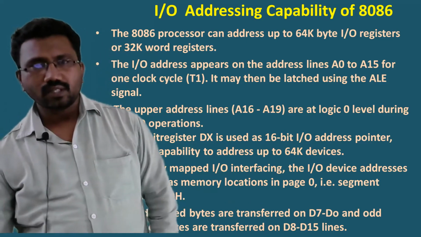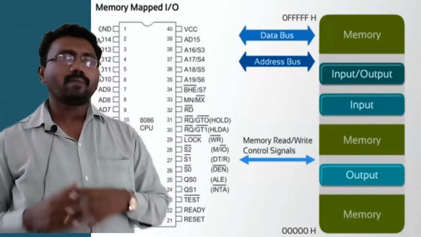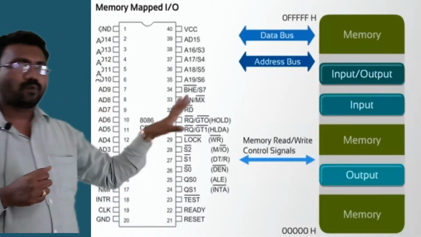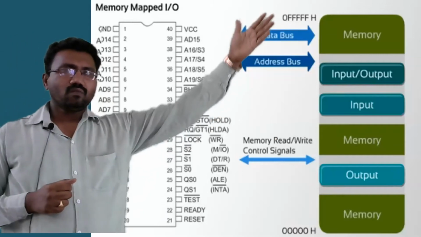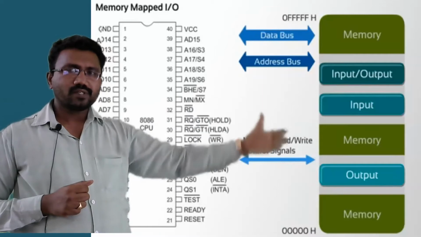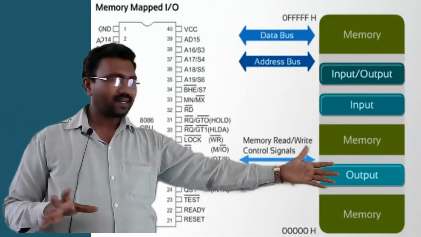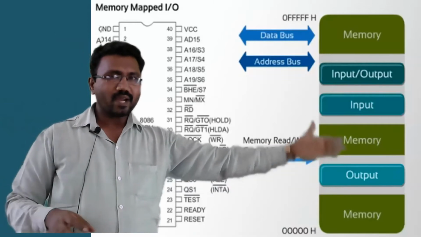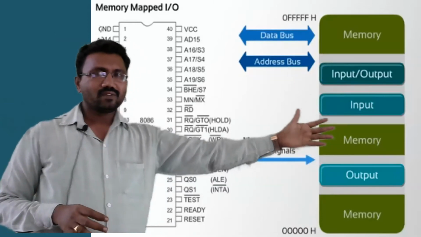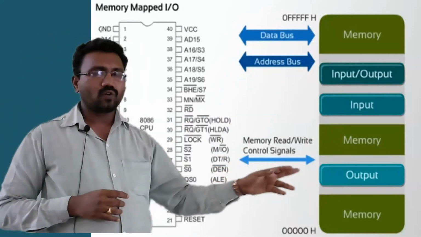Now we'll see in detail the main difference between the memory mapped IO interface and the IO mapped IO interface. In memory mapped IO, this is the processor. You know the total memory address space is 1 MB. Out of the 1 MB locations, some addresses are treated as IO devices. So there is a common data bus, common address bus, and also a common control bus.